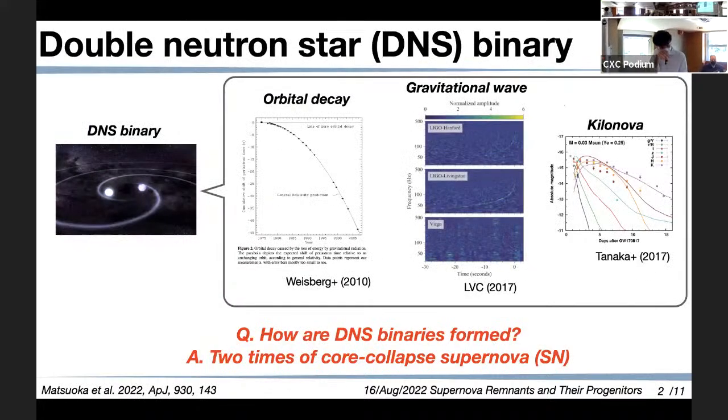So first, I'll give you a brief introduction about this study. As you know, a double neutron star binary is a posterior object of massive star evolution in a binary, and it has been observed by radio wavelengths.